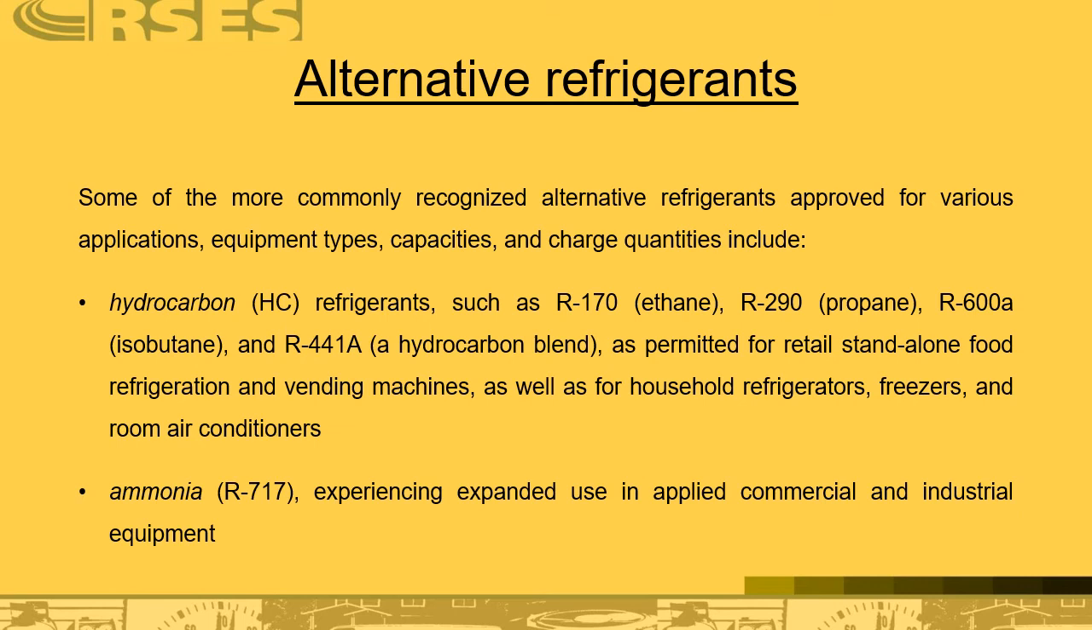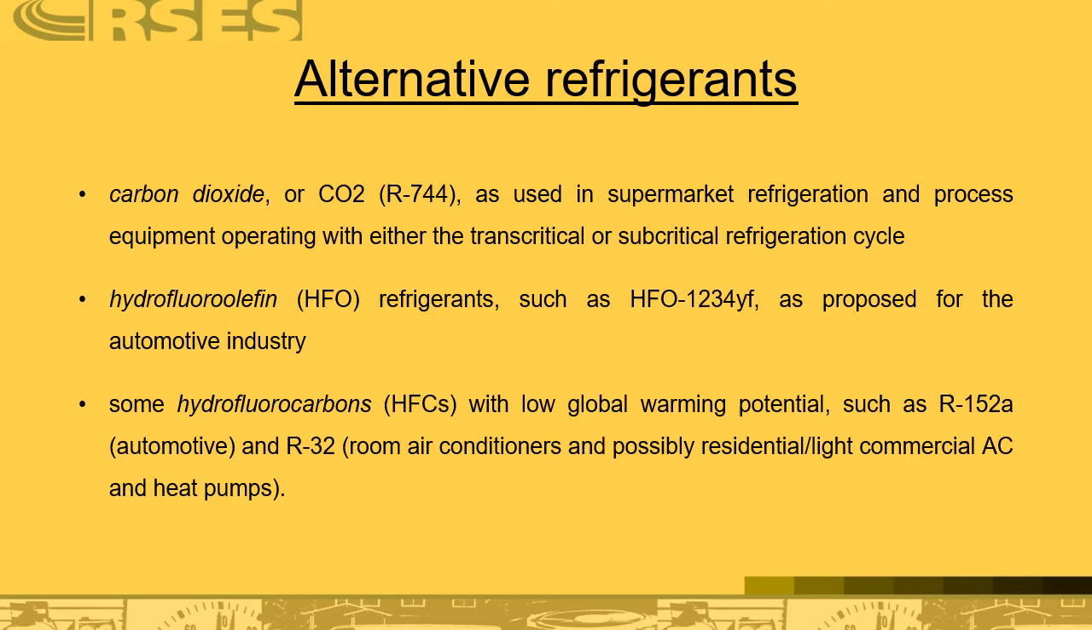Ammonia, R717, has experienced expanded use in applied commercial and industrial equipment. The reason is that it is a cheap refrigerant and it does not create any damage to the environment. Carbon dioxide, or CO2, R744, is used in supermarket refrigeration and process equipment operating with either a transcritical or subcritical refrigeration cycle.